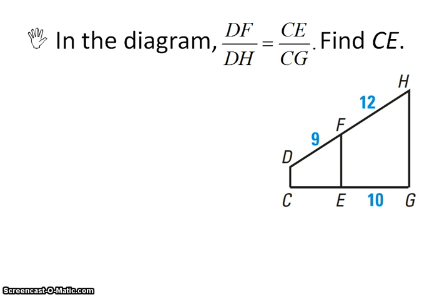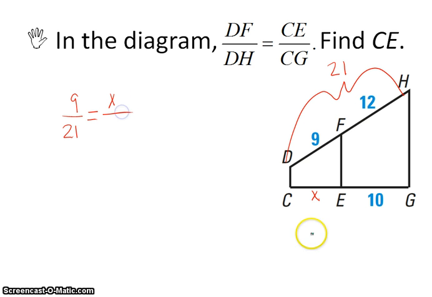All right, let's look at this diagram. I'm being told that DF to DH. So let's be careful again. DH is actually 21. So DF is 9, is to 21 as CE, which I don't know what it is, to CG. Now be careful again. The way I'm defining CE as x, CG is now x plus 10.